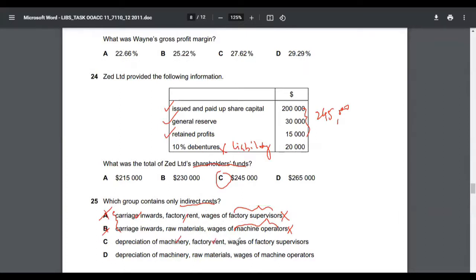Option C, depreciation of machinery, that is an indirect cost. Factory rent, that's an indirect cost. Wages of factory supervisors, that is an indirect cost. So this complete group consists of indirect costs. Therefore, the correct answer to multiple choice 25 would be option C. For option D, depreciation of machinery is fine, but this group contains a direct cost. So we need to select a group which has all indirect costs. Options A and B are not a correct mix of indirect costs. Therefore, the correct answer to multiple choice 25 is option C.